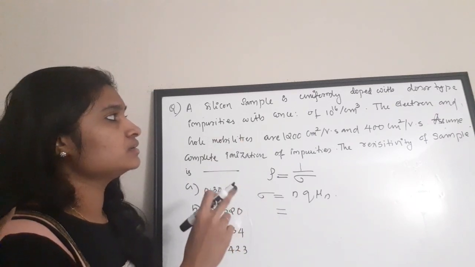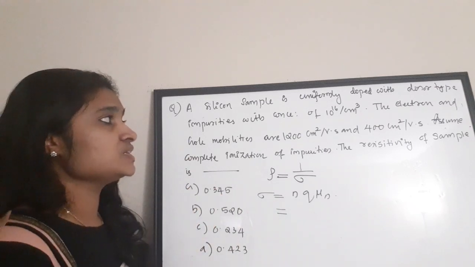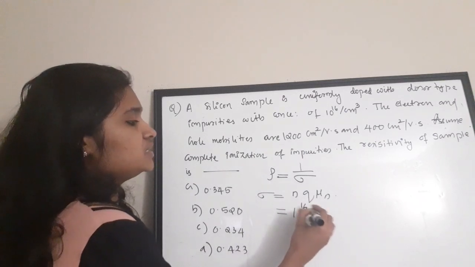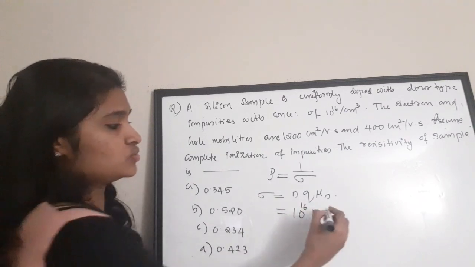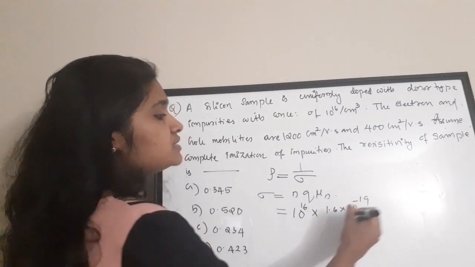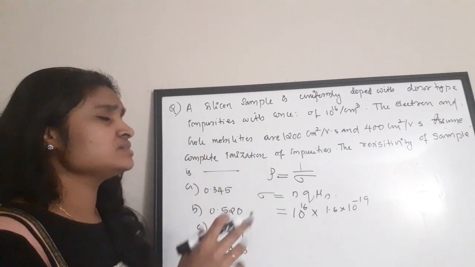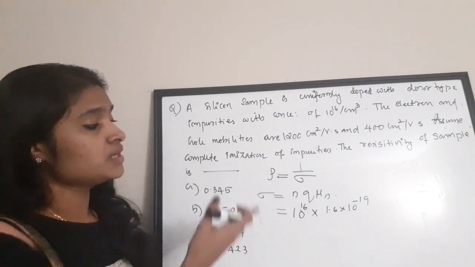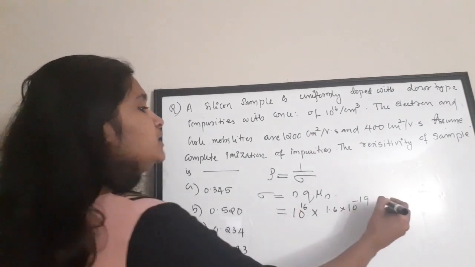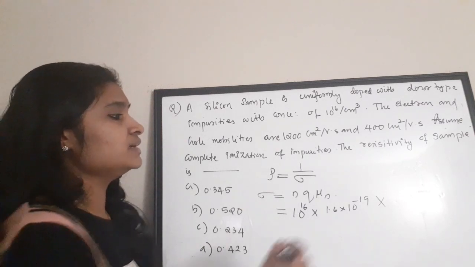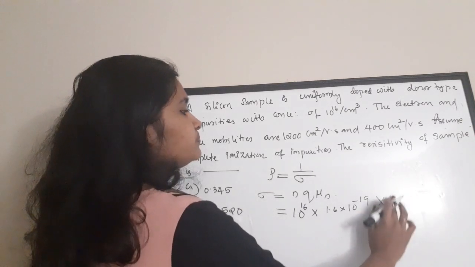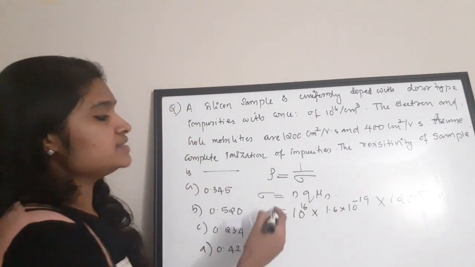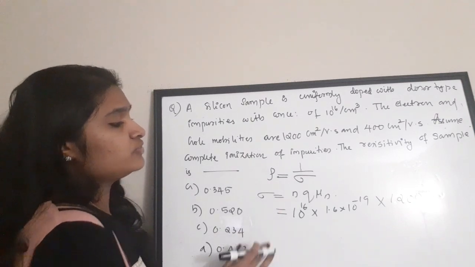Here the donor or doping concentration is given as 10 raised to 16, so that should be the number of electrons. So 10 raised to 16 into Q, the charge of an electron, which is 1.6 into 10 raised to minus 19. You should know this value, because in most questions they may not give it, as it is a very basic thing you study from your elementary classes, right? Into mobility, which is given as 1200, the mobility of your electron. So this is your conductivity, and we need to find the value of resistivity.